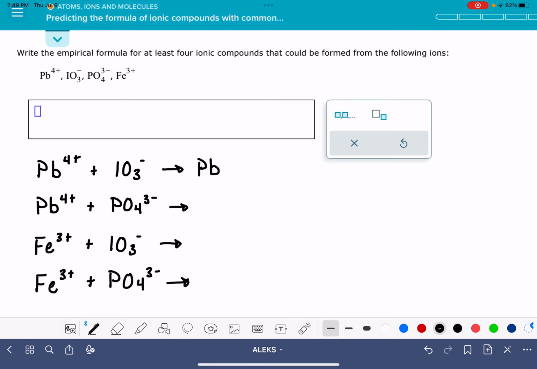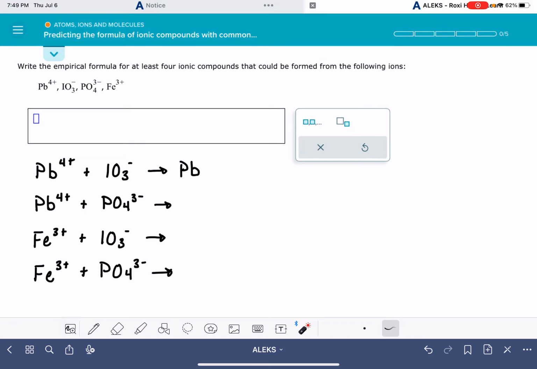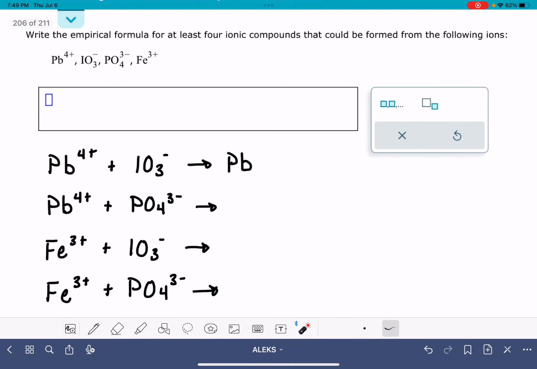The charge on the IO3 is a 1, which means I only need 1 of the lead ion. And as you know, in formulas, we don't write the subscript 1. For the IO3- ion, the quantity that we need is 4 because that's the charge on the lead. The way that we're going to indicate that we need 4 of those is that we're going to write that whole entire formula in parentheses, and then we're going to put a subscript 4 on the outside of the parentheses, and that's how we would indicate we need 4 of everything inside the parentheses.